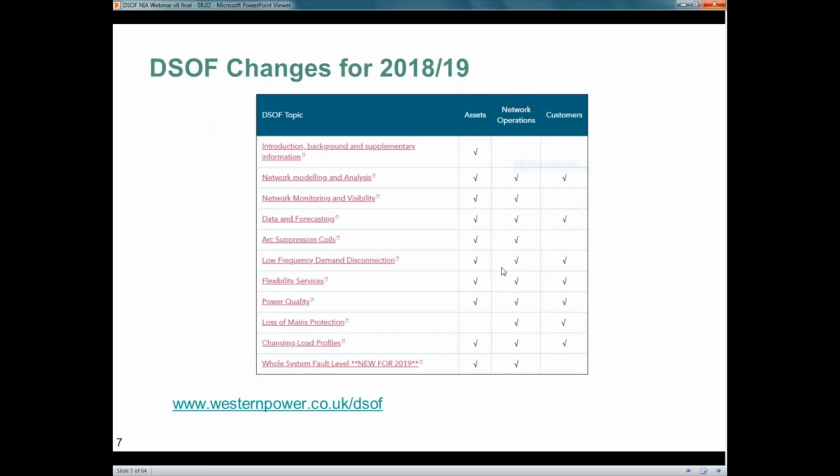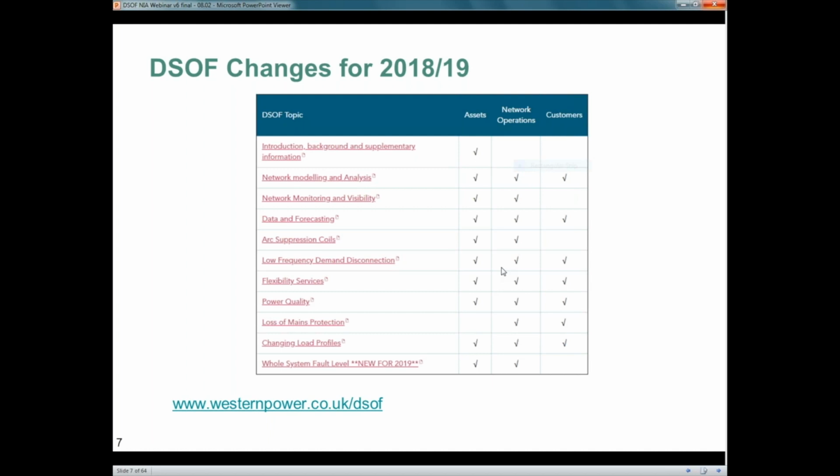So the DSOF changes for 2018-19. For those of you that have seen the DSOF as published in 2017, it was quite a large report. And for this year, what we've done is separated it into individual articles to make them a bit more manageable. They still broadly follow the same 3 themes as identified in our innovation strategy. This is assets, network operations, and customers. However, we acknowledge the fact it's difficult to assign each topic to a single category.